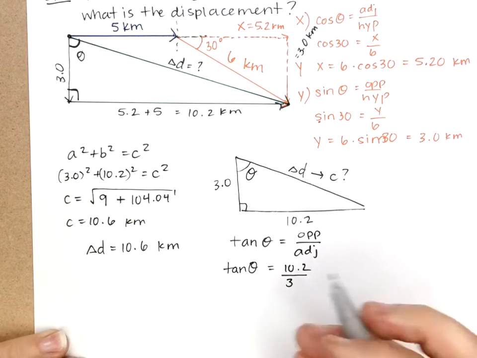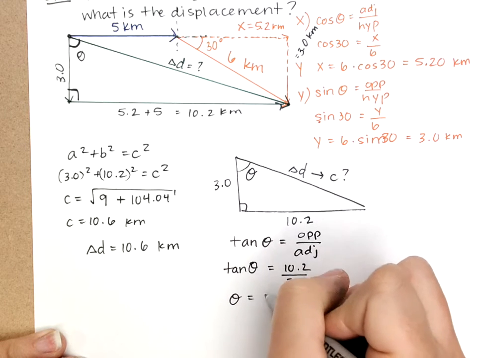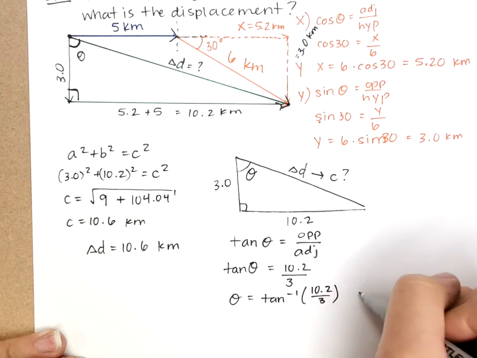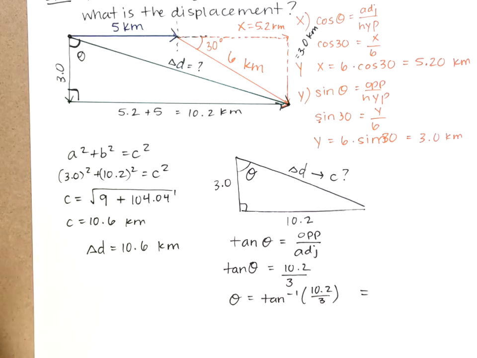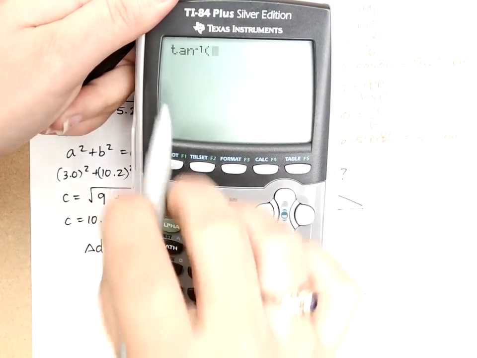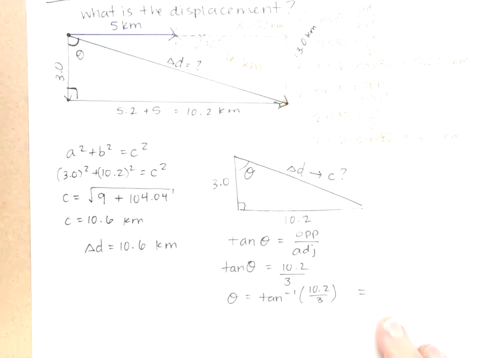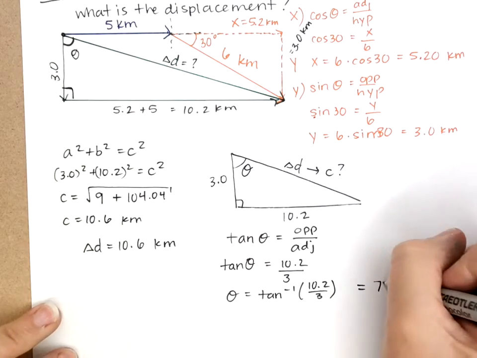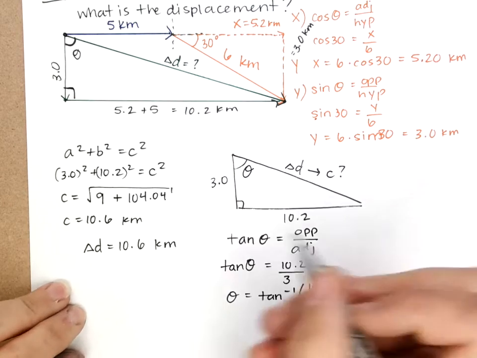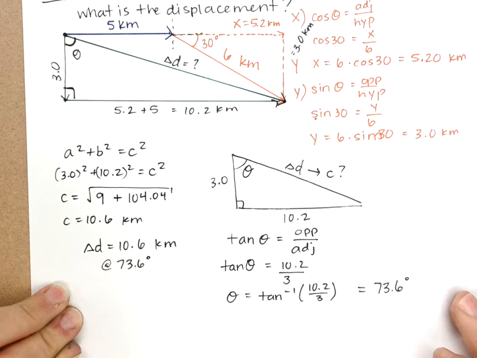And once again, to solve for theta, we need to take inverse tangent. So divide tan on both sides gives you inverse tangent of 10.2 divided by 3. So go ahead and put that in your calculator. Make sure you're doing the inverse function. So second tan, so you should have tan to the -1, and then 10.2 divided by 3. And you should get 73.6 degrees. Once again, make sure that you are in degrees, not radians. Okay, so our displacement is now at 73.6 degrees, and we need the direction.